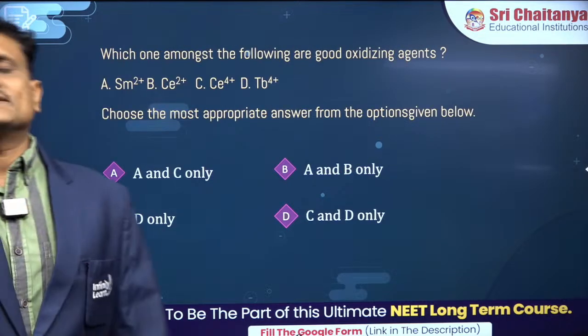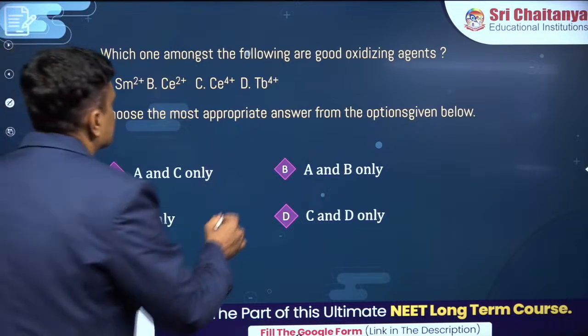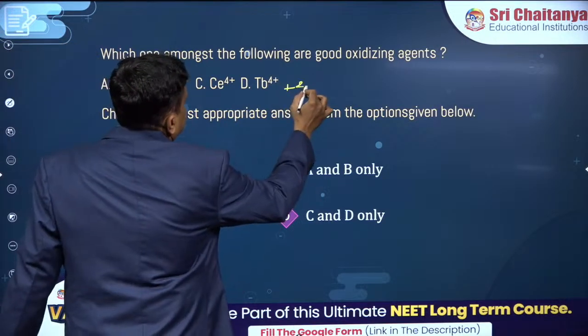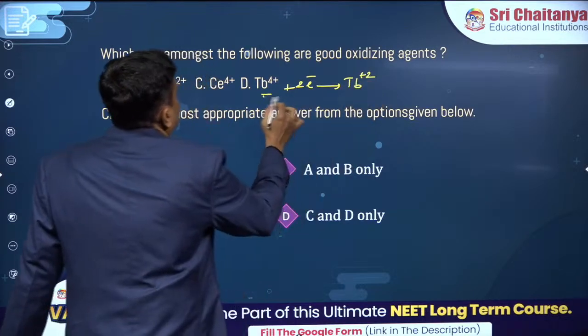Next one, good oxidizing agent. That means they are taking the electrons from others to get converted into the lower oxidation state, that is +2. All right.